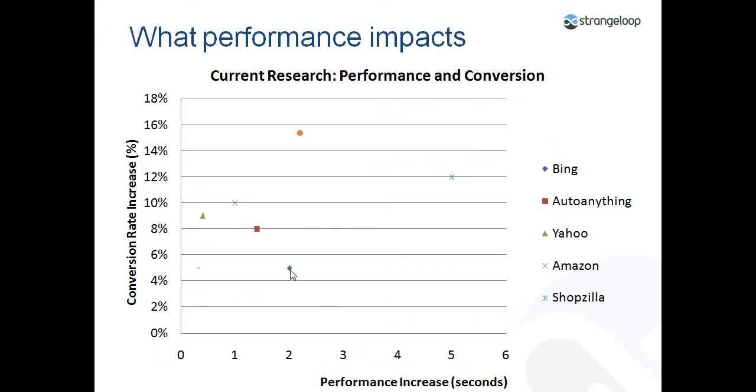Here's an example where Bing did 2 seconds faster and they got about 5% better for conversion. Here's an example of Amazon, 1 second faster, 10% better conversion. So you can start pinpointing where you're at and where the performance difference is and start telling a compelling business case for the organization. If we are 2 seconds slower than our competitors and we improve by 2 seconds, you sort of get a general sense for what kind of conversion rate increases you should expect, assuming your site, in this case, is an e-commerce site, which isn't always the case, obviously.